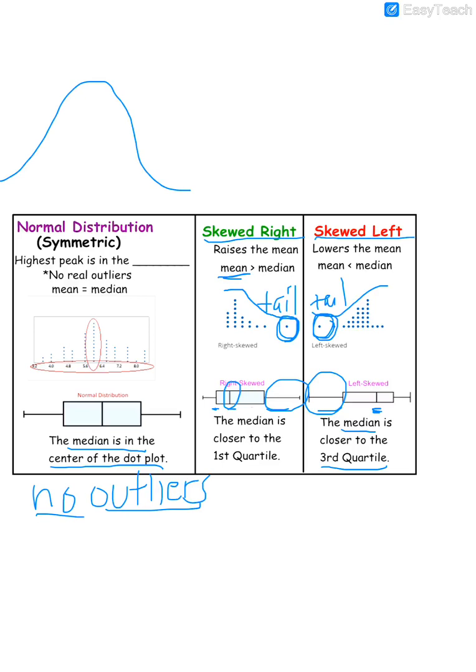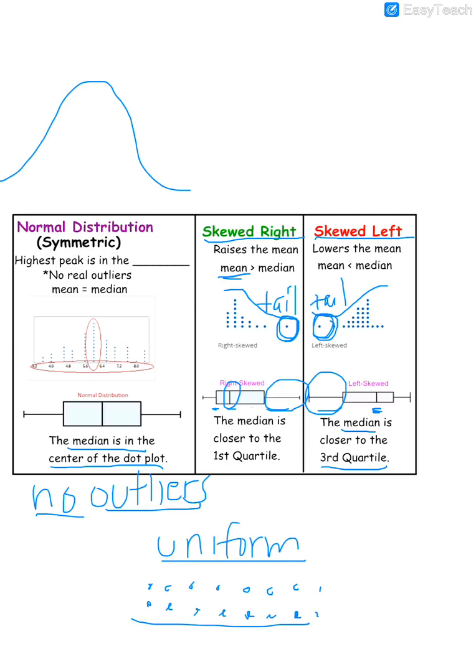Okay, so those are the three. The other one that's not here, which is worth mentioning, is called uniform. Basically, if it's a dot plot, it's showing an equal number of dots. Kind of looks like that. Okay. So meaning it's pretty much the same going around.